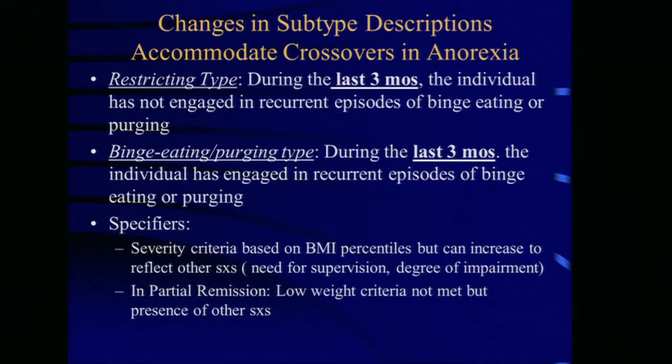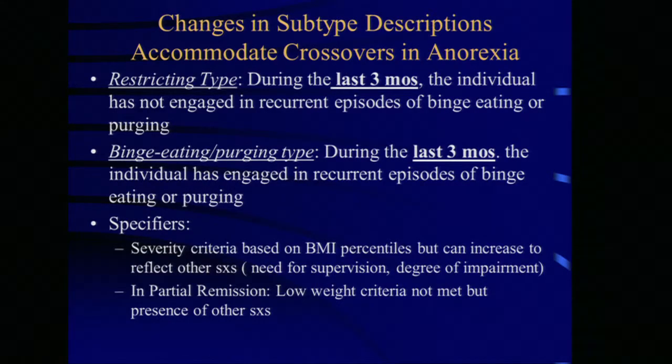Has not engaged in recurrent episodes of binge eating and purging. Okay, that would be the restricting type. Binge eating, purging: during the last 3 months, the individual has engaged in recurrent episodes of binge eating or purging. Severity would be based on the body mass index percentiles, but can increase to reflect the other symptoms. And we do look at the other symptoms: the need for supervision to eat, the need for supervision to have healthy exercise or minimal exercise or none, and the degree of impairment in functioning. They have one for partial remission: low weight criteria not met, but the other symptoms are still there.